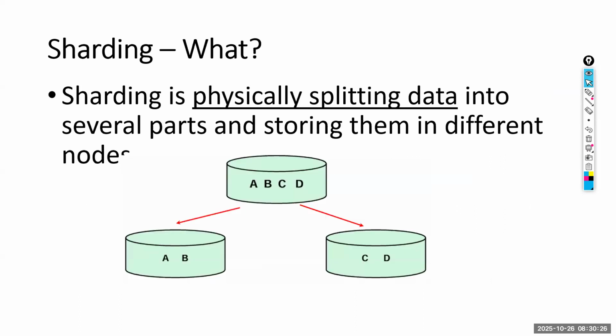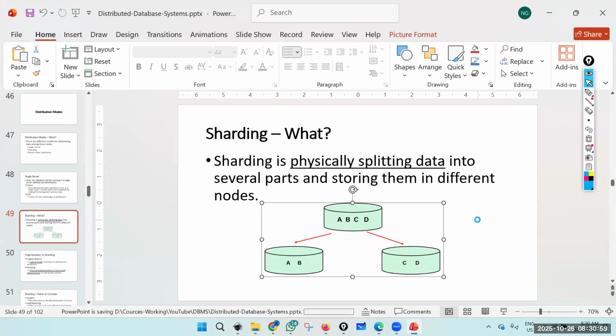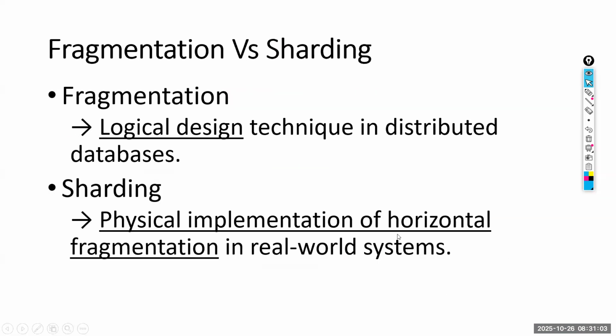Right? So sharding means you are physically splitting your data into different sites. You can see this is pretty much like allocation. Now here you need to think about fragmentation, replication. So remember, fragmentation is a logical concept: vertical fragmentation, horizontal fragmentation, mixed fragmentation. Sharding is more of a physical implementation, right? Physical implementation of mainly horizontal fragmentation.